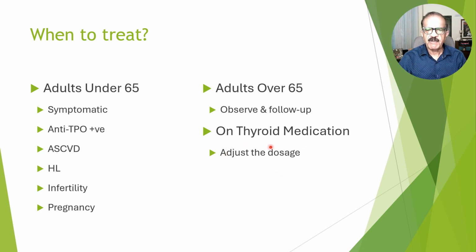Then those patients who are already on thyroid medication, whether they are on thyroxine or on anti-thyroid drug, on them actually this concept of subclinical hypothyroidism does not apply. In all those patients who are already on medication, based on TSH, you will make adjustments in the medication. If TSH is high, that means they need some increment in their thyroxine.